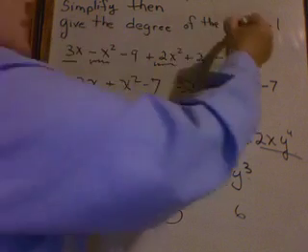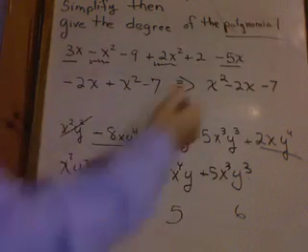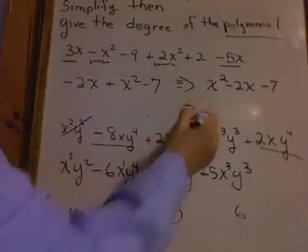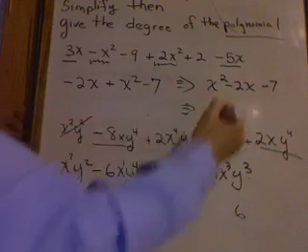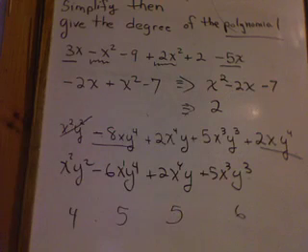When I want the degree of the whole polynomial, and I neglected to do that here, even though I put it in order, the degree of this polynomial is a 2. You take just the highest part.